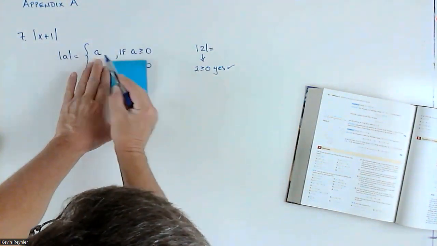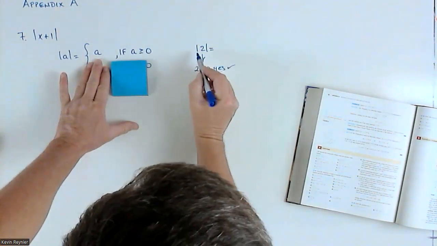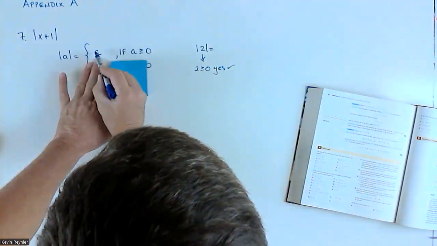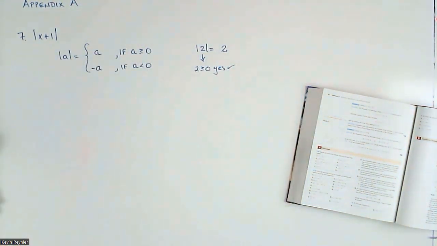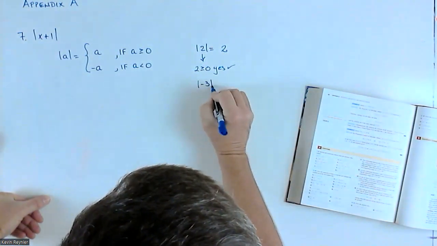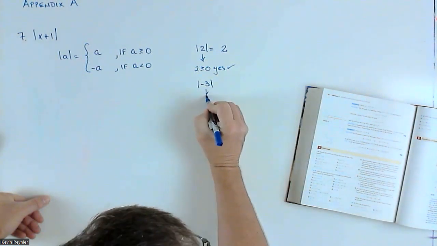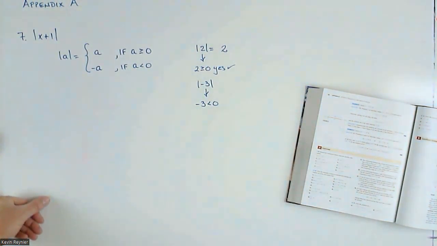So the definition says, ignore the bottom half, just do this. Our definition says to eliminate the absolute value symbol, we just write down the value we see inside. So the answer to that is 2. And that's what we did all through elementary school and junior high and high school. Now, what happens if they put a negative value inside? Well, we immediately then observe that -3 is less than 0.